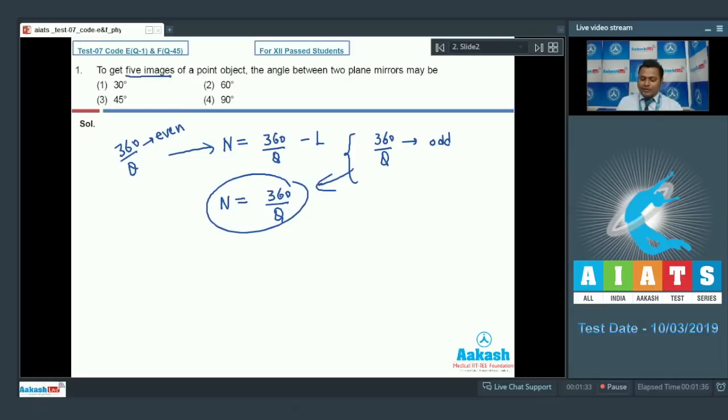Now here the number of images is already given, so we have to follow the reverse algorithm. How n can be 5? If we take theta as 60 degree, we get 360 upon theta as 6, and if we subtract 1 from 6 we get 5. So theta may be 60 degree, and therefore n equals 5, or 5 images we can get. So that's why we'll proceed with the first option, which is absolutely correct. Now let us proceed to the next question, that is question number 2.